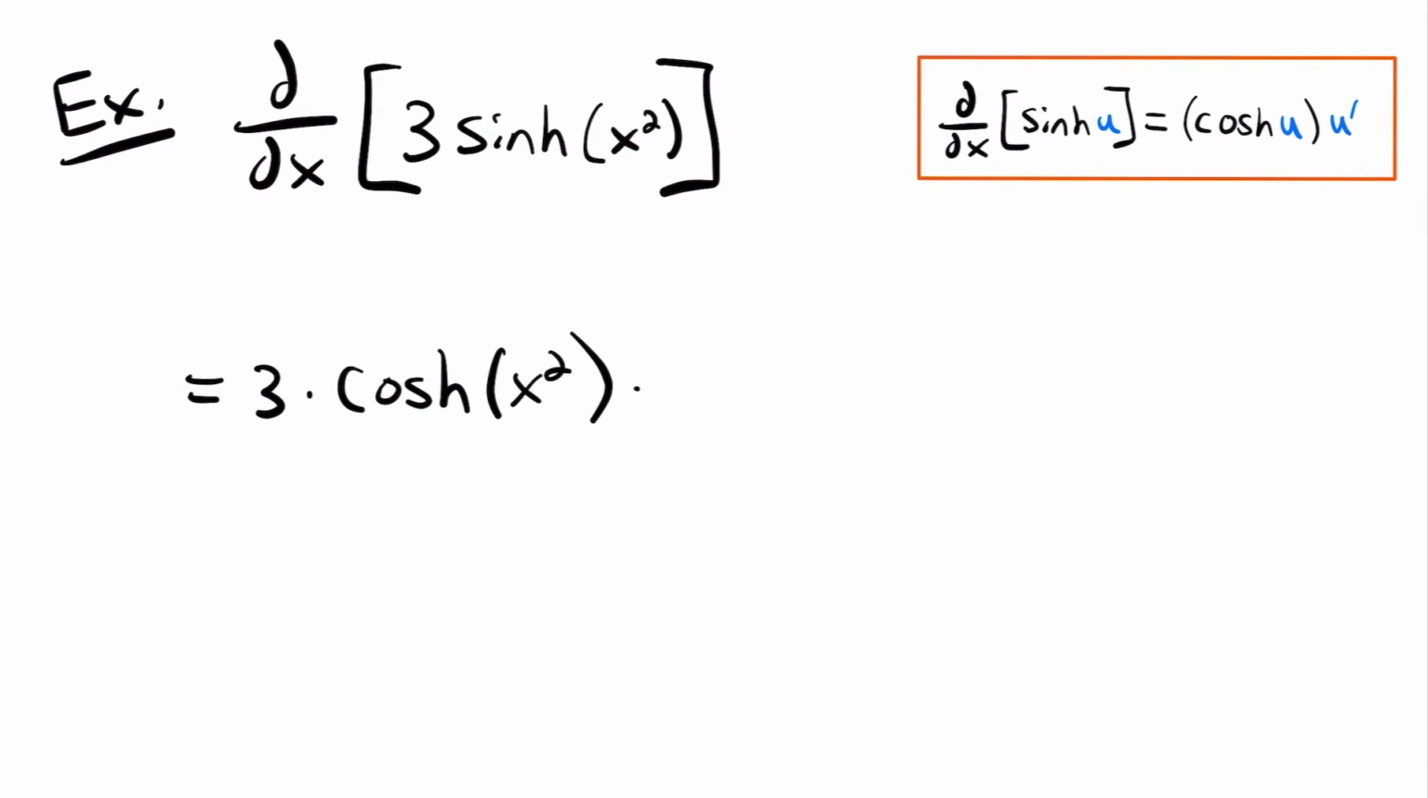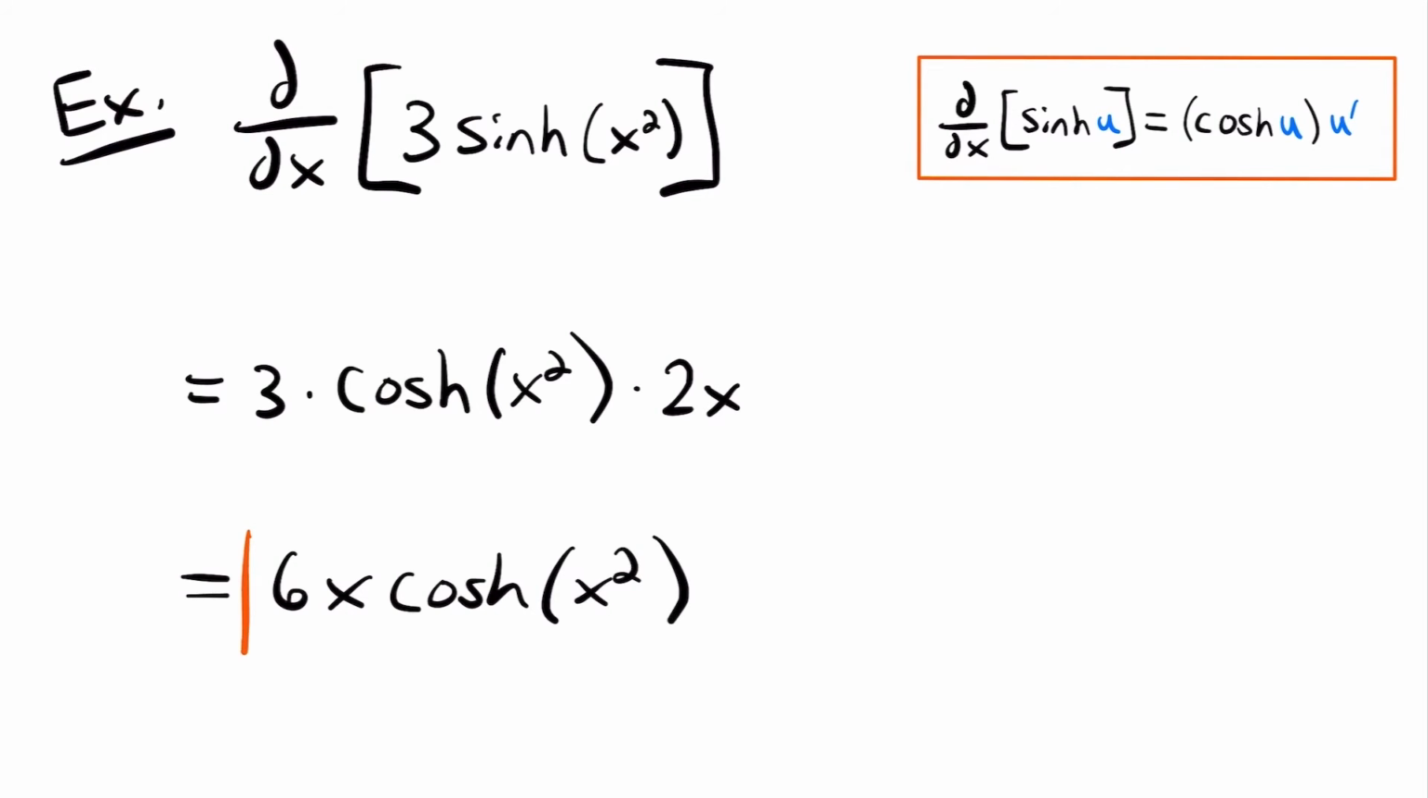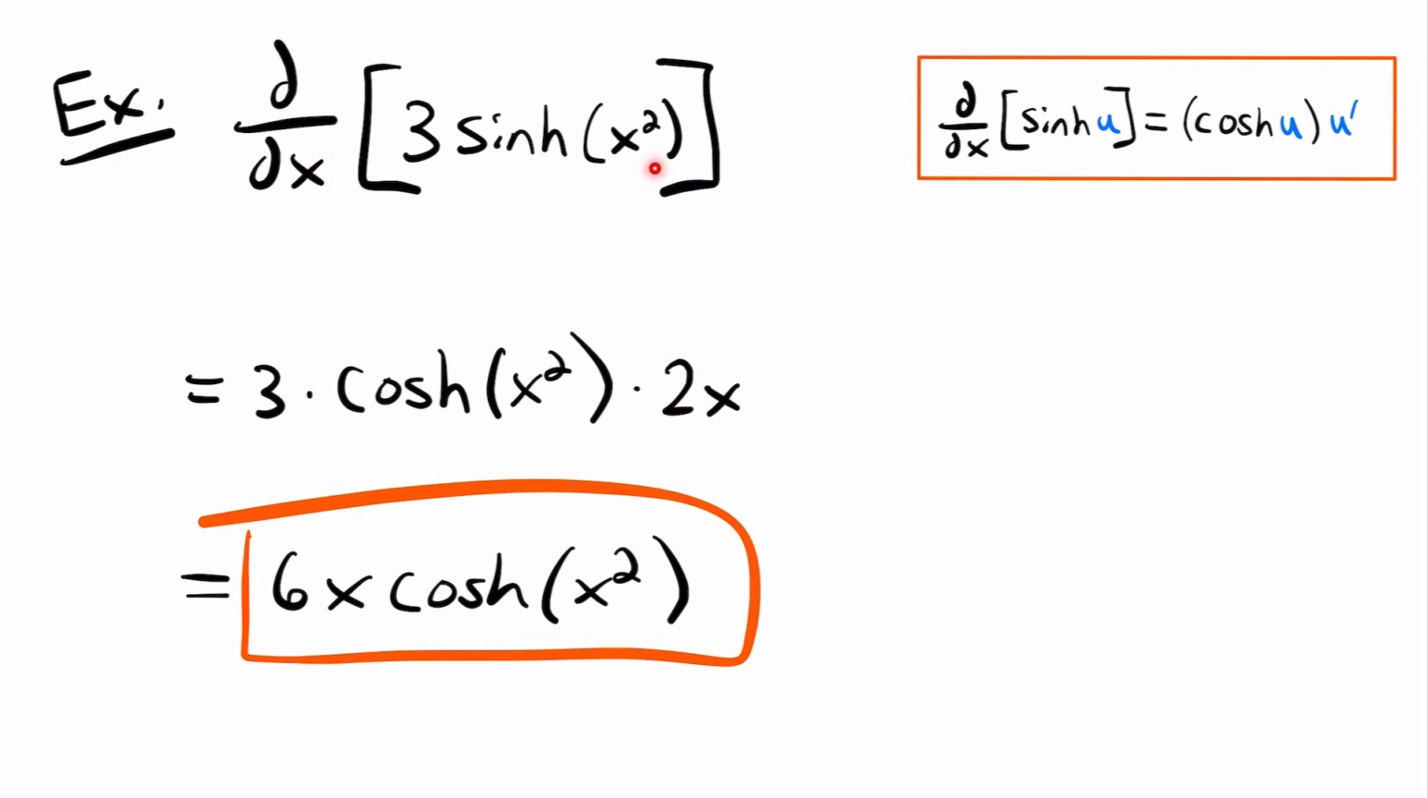And so the derivative of x squared is 2x, right? If we use the power rule, we will multiply the exponent down and then subtract 1 from the exponent, and so we have 2 times x to the power of 1. Okay, and so then if we simplify this by multiplying 3 and 2 together, we'll have that this is equal to 6x times hyperbolic cosine of x squared. And that will be the derivative of this function.